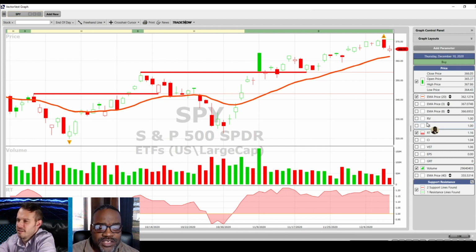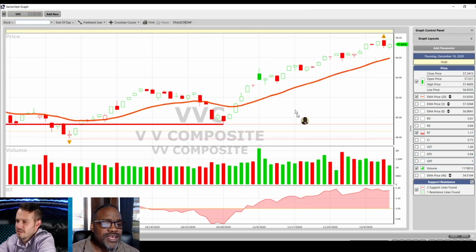Let me look at the VectorVest composite first. Look at that, a little stronger in relationship to that SPY. Nicely above the 20-day exponential moving average. Open green candle today on that indicator that looks at 8,400 stocks compared to the S&P 500. All right, so that's where the market sits.